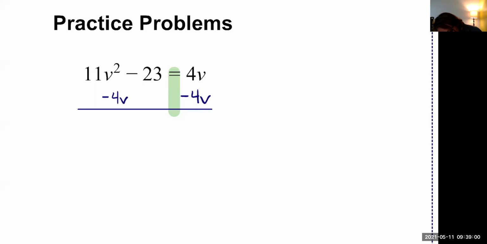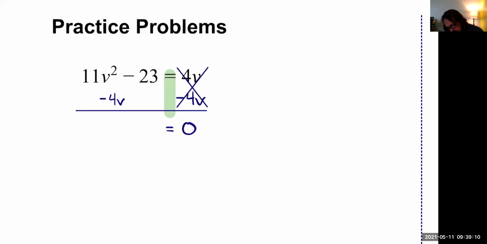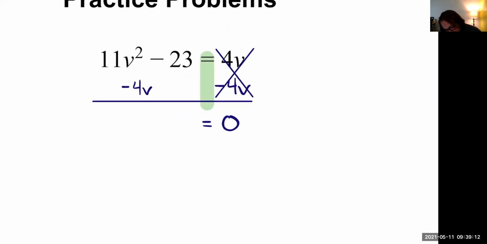Okay. So I'll do the right-hand side first. That's what we're really interested in. 4v, take away 4v is going to give me 0. On the left, writing them in descending order, can't combine anything because there are no like terms. I'm going to end up with 11v squared minus 4v minus 23.